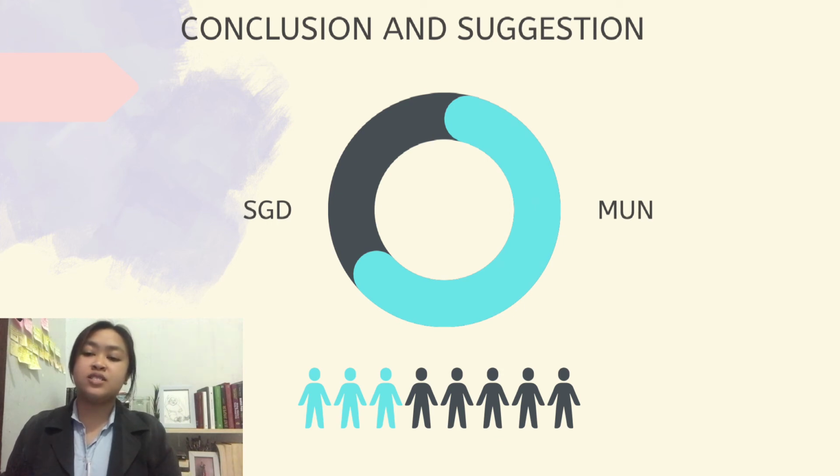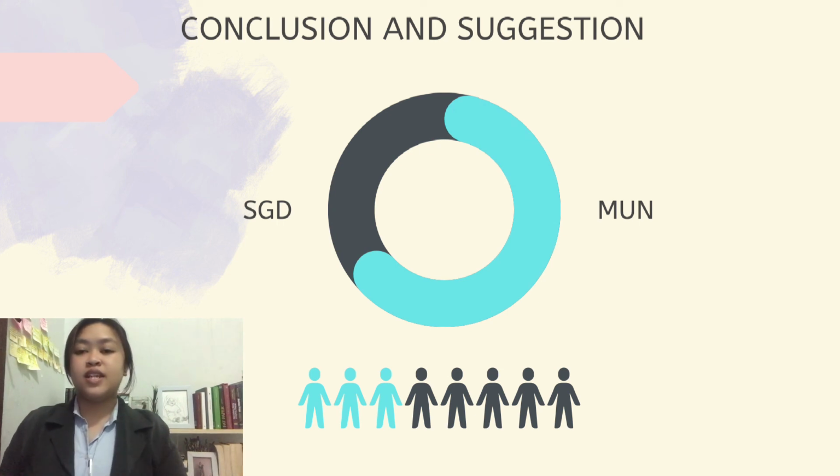On the other hand, the reason why SGD is less effective to be implemented to those having high learning motivations is that the several members of the group are not enough to accommodate such students to show up their best. Toward the students, it is found that implementing MUN or SGD is equally effective in teaching speaking.